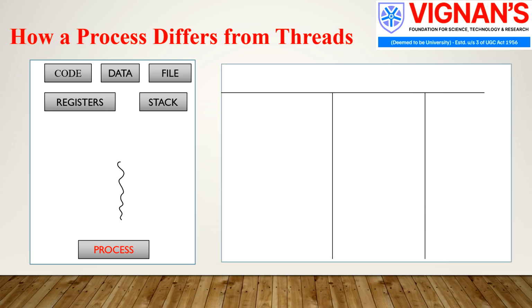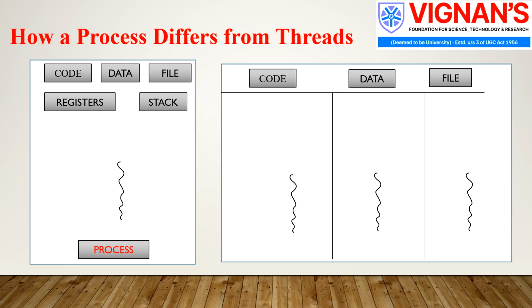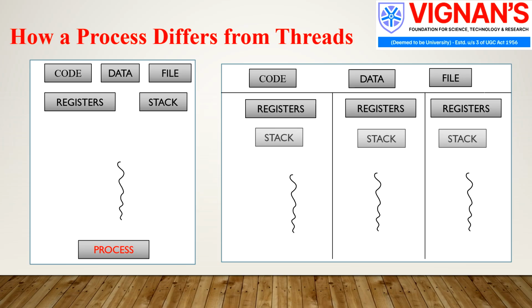The image on the right shows a multi-threaded process, such as one created using POSIX Threads. Here, multiple threads exist within the same process. All threads share the same code, data, and file resources, which reduces memory usage and communication overhead. However, each thread has its own set of CPU registers and its own stack.